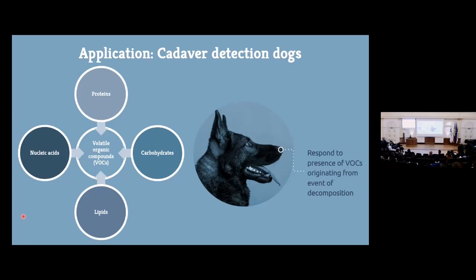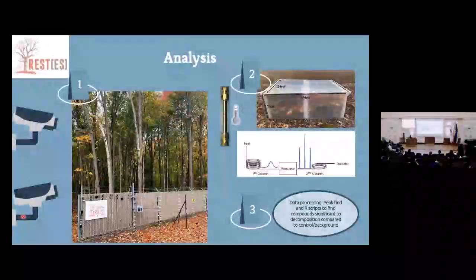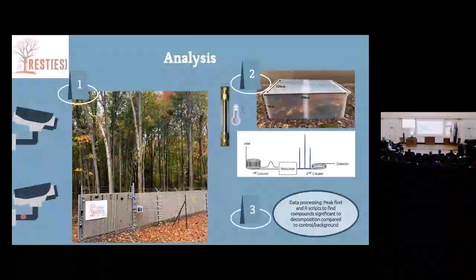It is these volatile organic compounds that the cadaver detection dog actually identifies when it's trying to look for an event of decomposition. Since the cadaver detection dogs cannot tell us which key compounds they are identifying as decomposition related, we have modern day instrumentation to help us with that, which brings me to my methodology. The current study is conducted at a REST facility, which is the first outdoor taphonomic facility in Canada.